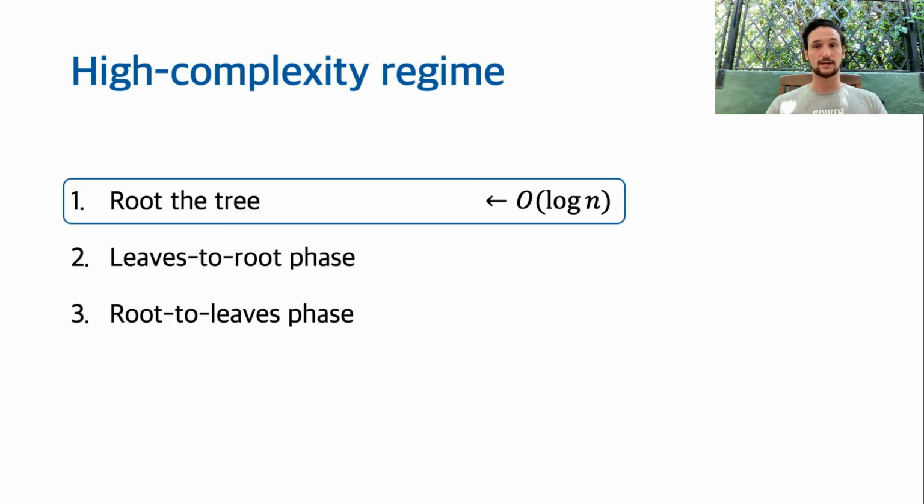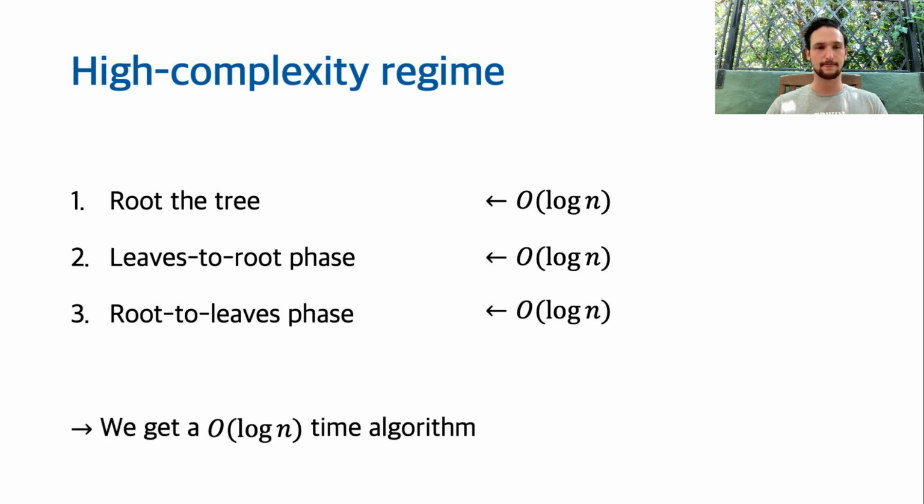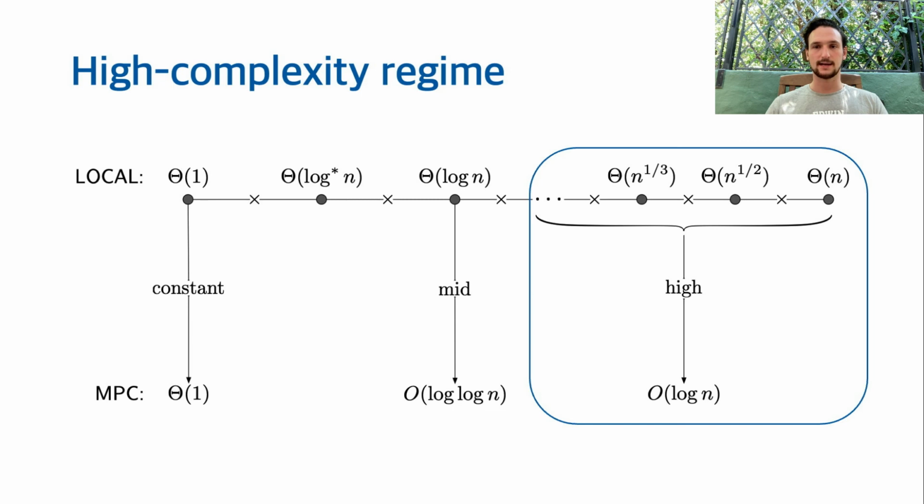So now we have shown you that a tree can be rooted in log n time. And the other phases work similarly in log n time also, but they are much more technical. But after dealing with them in log n time, eventually we do get a log n time algorithm. And as you may have already forgotten, the problem we're solving in log n time was our high complexity regime. So we show that all LCL problems can be solved in log n time in MPC.